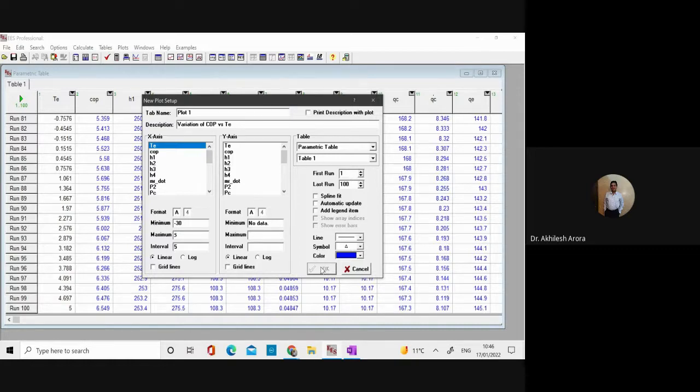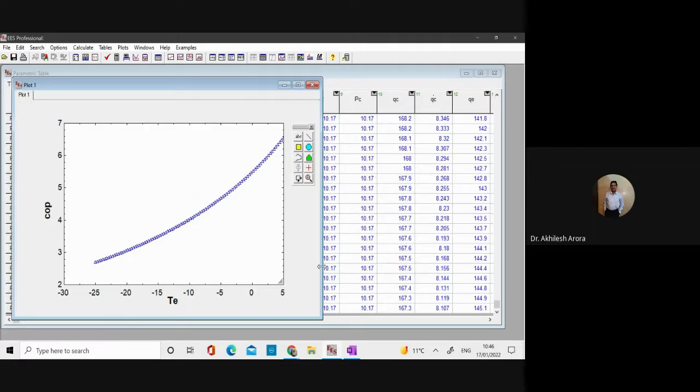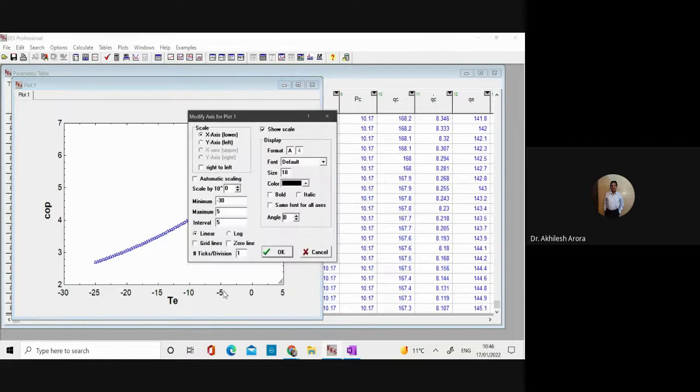See, I am not able to click OK because on y-axis COP was not chosen. So now I say OK. Now you just see it. This is the graph. The problem is I have earlier chosen it to be 10. So I can go for x-axis. I can click it here. So maximum I can change it to 10. And interval is 5. It's okay.